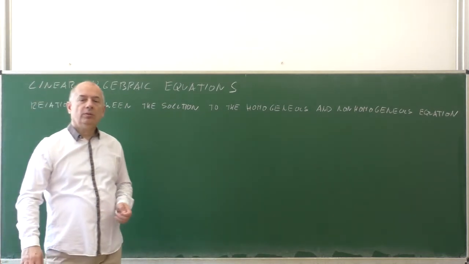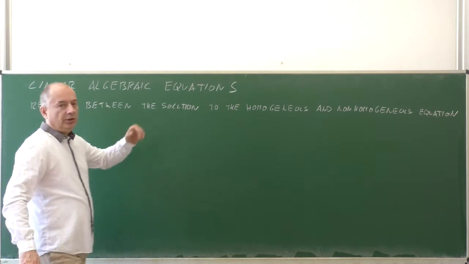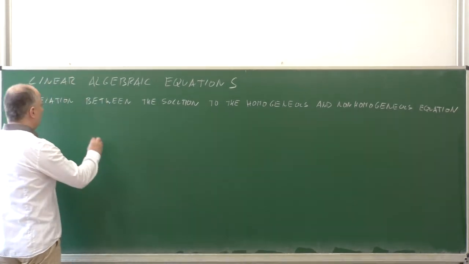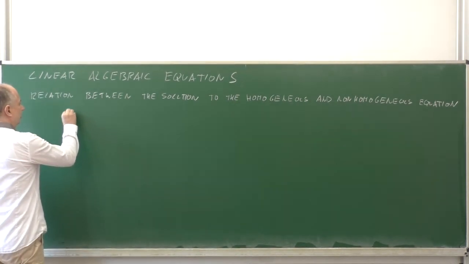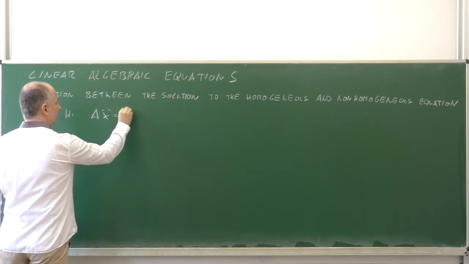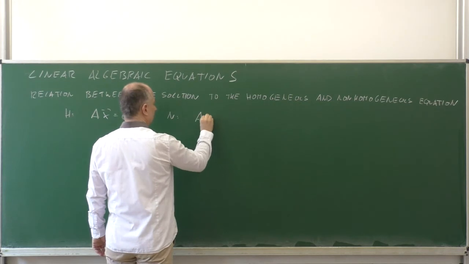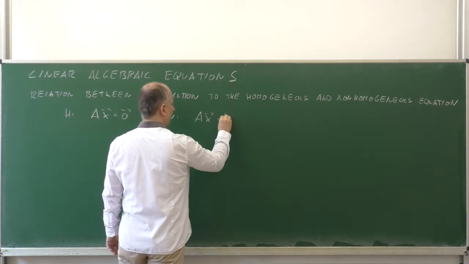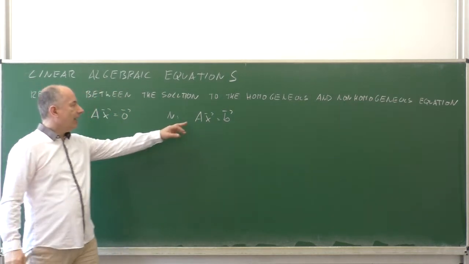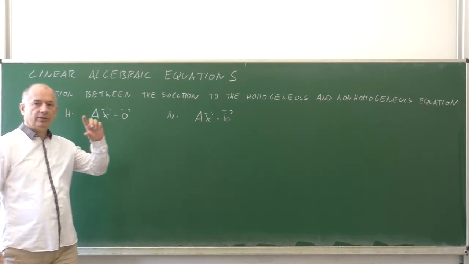In this section, we want to discuss the relation between the solution to the homogeneous system and to the non-homogeneous system. So consider first the homogeneous system Ax = 0, and the non-homogeneous system Ax = b, where b is some non-zero vector. A is the matrix of the coefficients, and x is the vector of the unknowns.